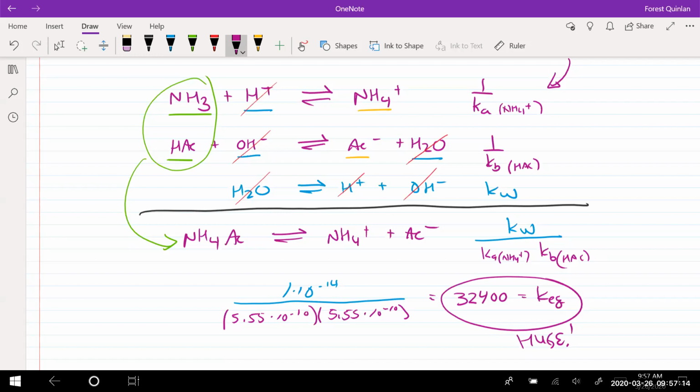Now take a look. Who else is always soluble? All nitrates are soluble, all perchlorates, and all acetates. There you go, acetate. So we have two things here that are incredibly soluble. So it's no surprise that ammonium acetate would have a large equilibrium constant to make it go to the other side. Does that make sense?